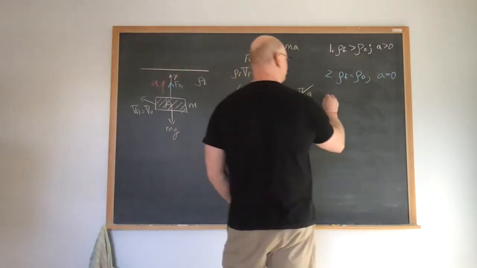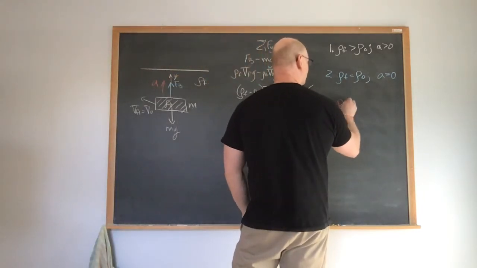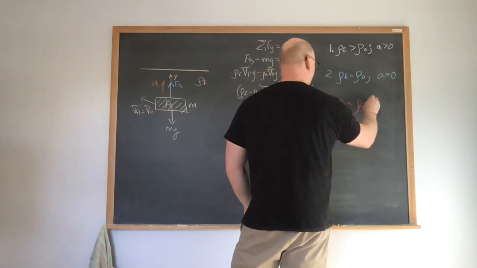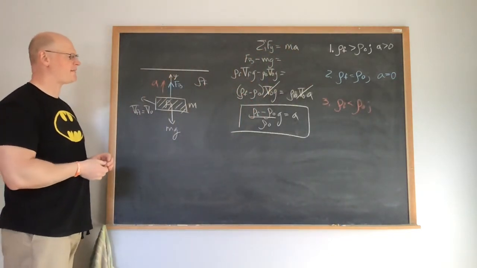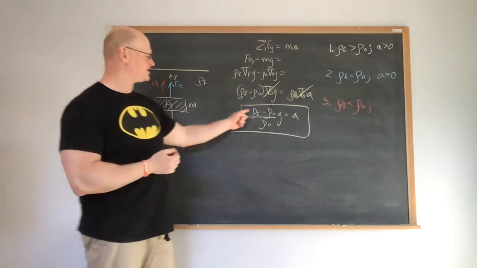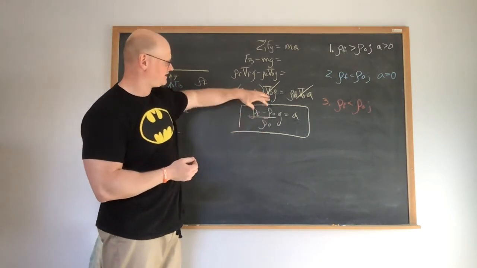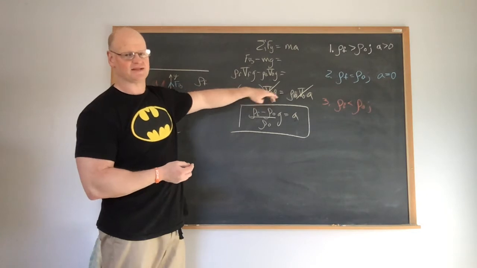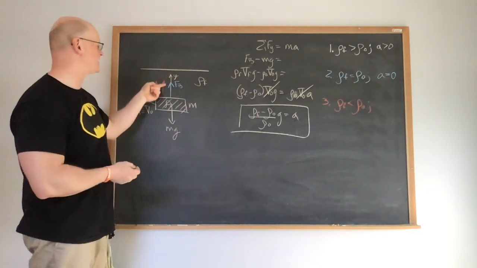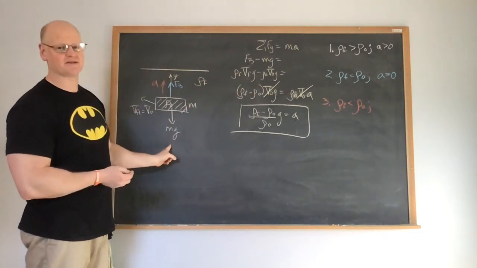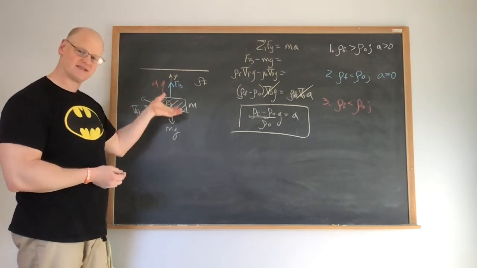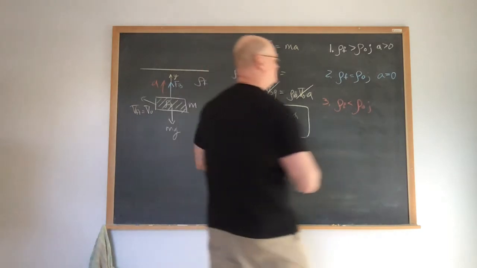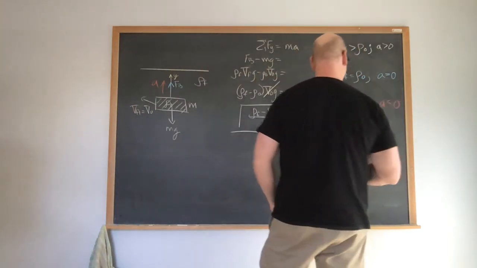Case number 3, the density of the fluid is less than the density of the object. So, what would happen there? Well, if the density of the fluid is less than the density of the object, then this is going to become negative, which means the acceleration is going to become negative, which means that the acceleration is going to be actually in the opposite direction as my positive y direction, which means the acceleration is going to be downward. This thing is going to sink. In this case, a would be less than 0.